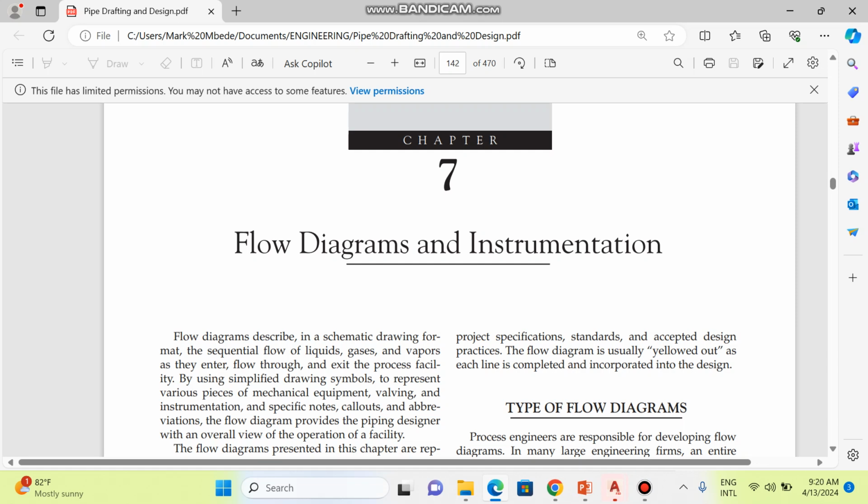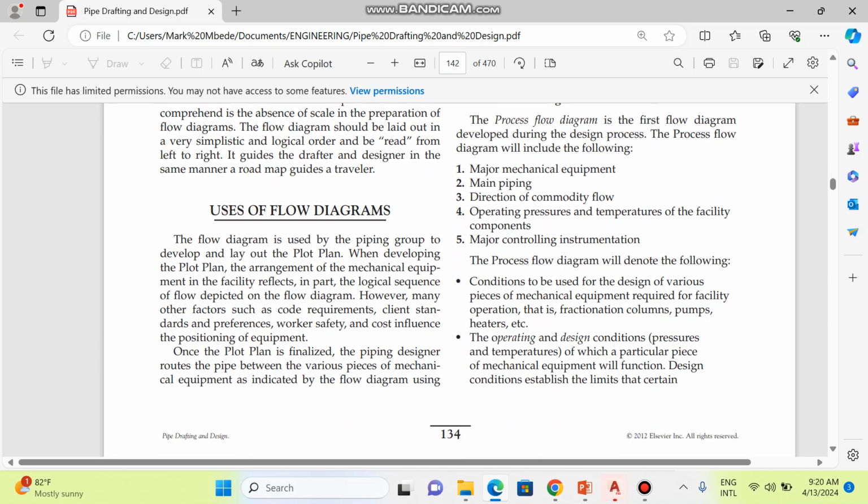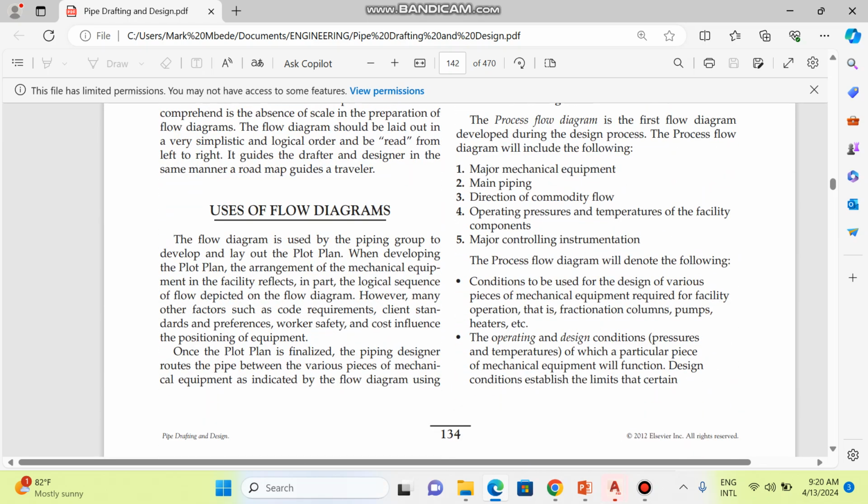In the beginning of every project, the process engineer is responsible for designing the flow diagram, not the piping engineer. But the knowledge of how to read this flow diagram, how to interpret it, and how to make use of it is why we are studying it. If you look at the uses of flow diagram, there are various uses which you can find in this paragraph here.